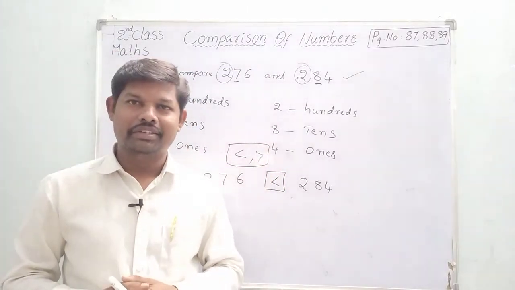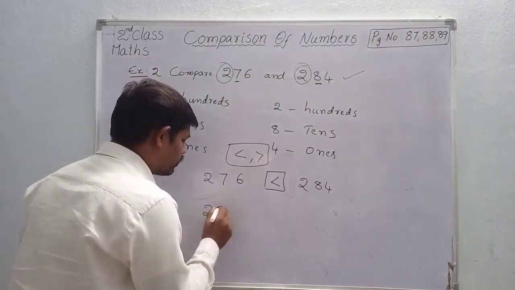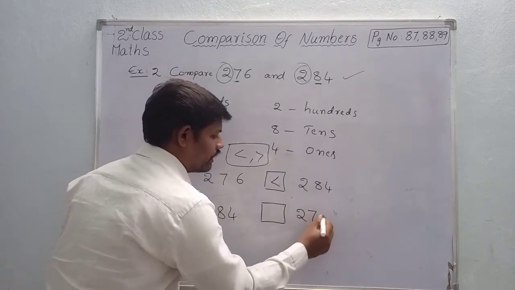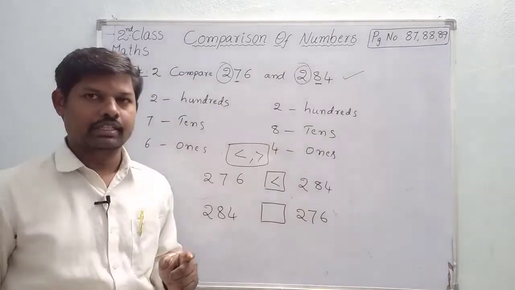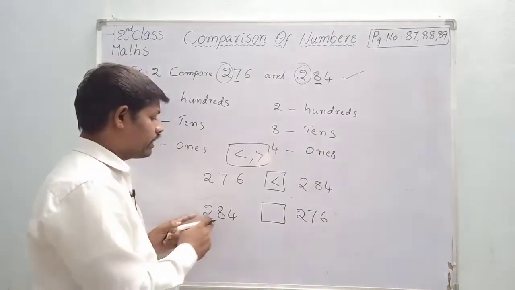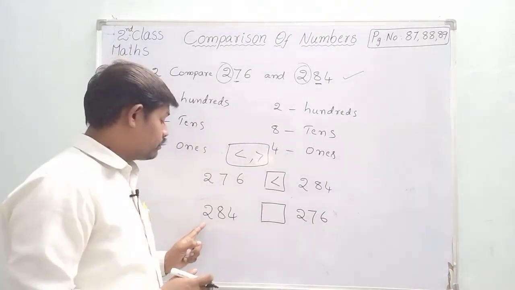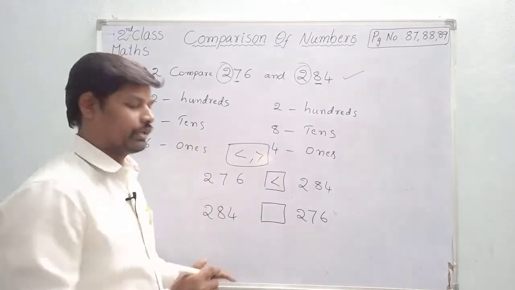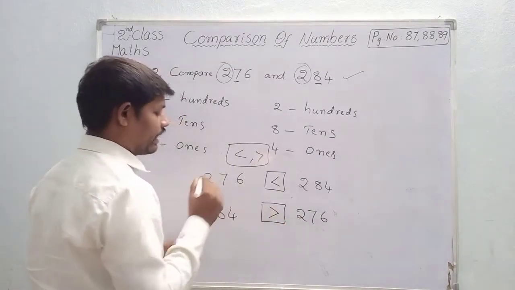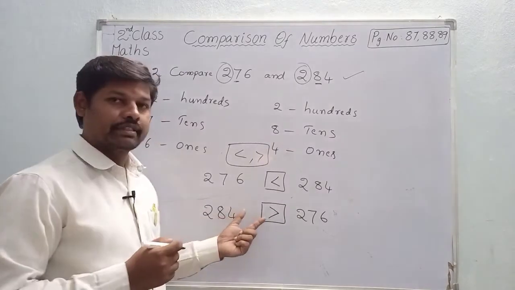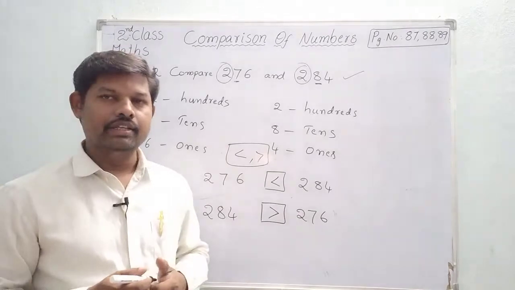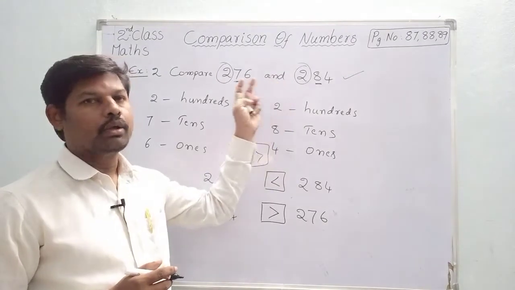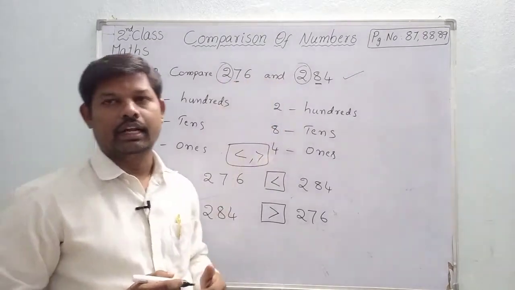Understand? For example, 284 is on the left side and 276 is on the right side. Now which symbol do we have to place here? 284 is a big number, 276 is a small number. So you have to place greater than. 284 is greater than 276.